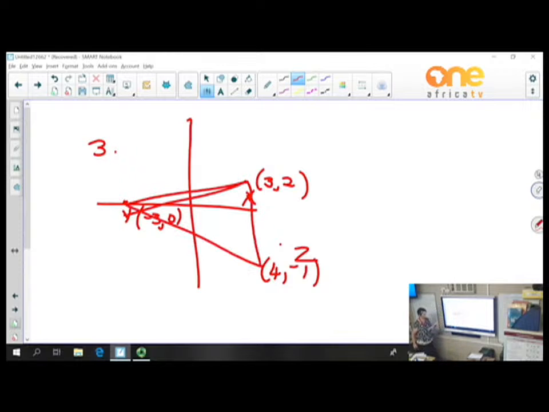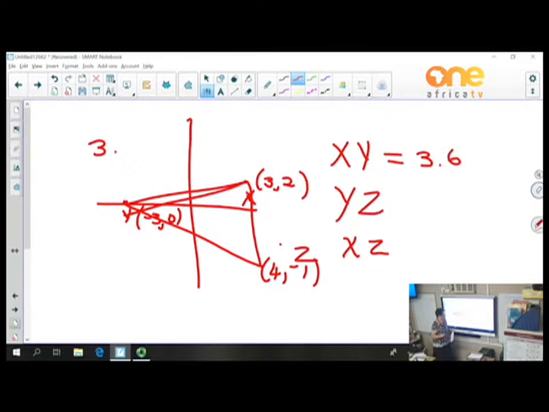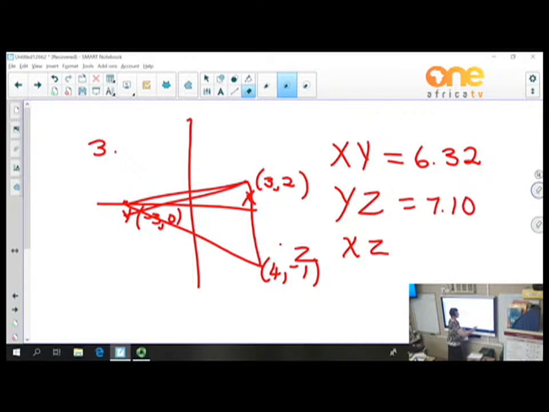This is a triangle this time. Find the lengths of XY, YZ, and XZ. So again, if you have to calculate XY, you work with the coordinates of X and Y. And then YZ and XZ. What is your XY? 6.32. YZ, 7.1. Okay, 3 significant figures, that's what we go for. 7.11. It's the last one, XZ, 3.16.